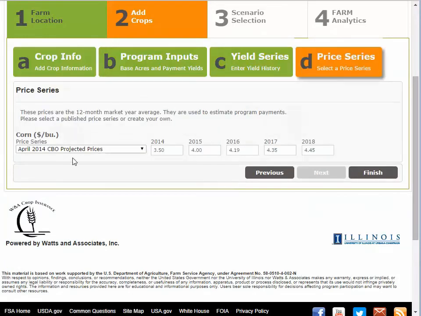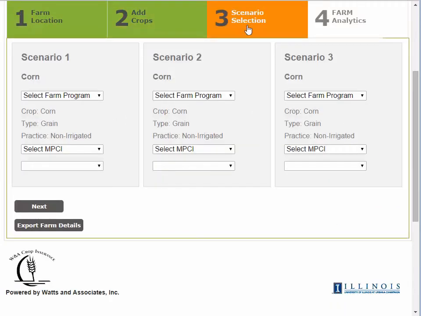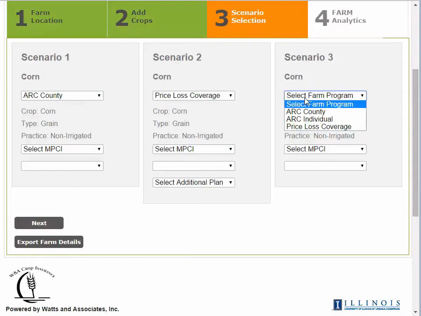And we come up with the CBO prices. We're going to come back and change these, but I'm going to leave these at CBO prices for now. And we've done everything in add crops. We're down to price series. Now I'm going to go into scenario selection. And I want to look at Ark County, PLC, and just to complete it, I'll also put Ark individual.